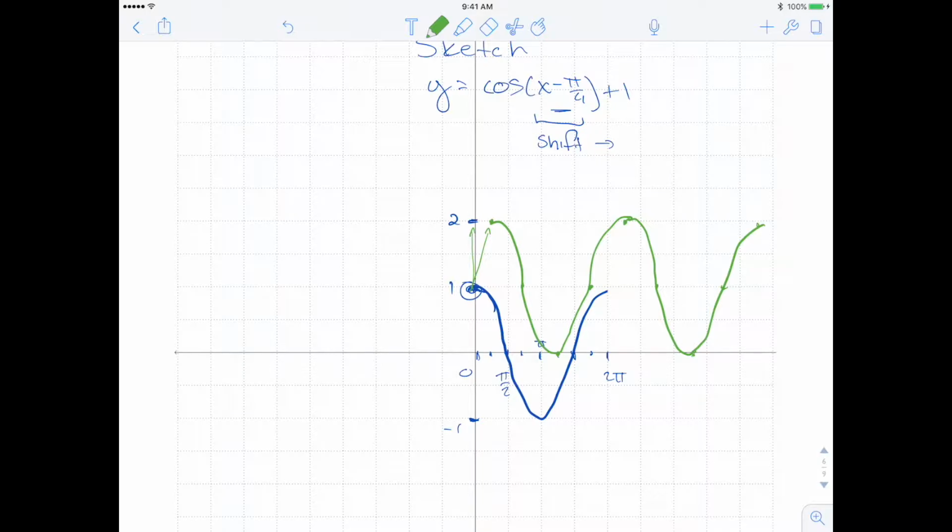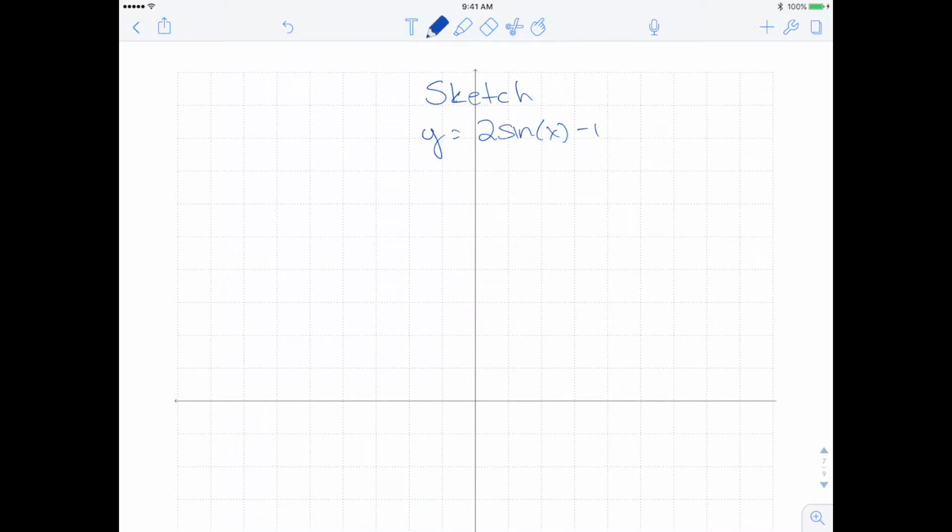Like this would be another, and so on. That's how we would deal with horizontal shifts. All right, let's do another example. We'll try and sketch y is equal to 2 sine of x minus 1.